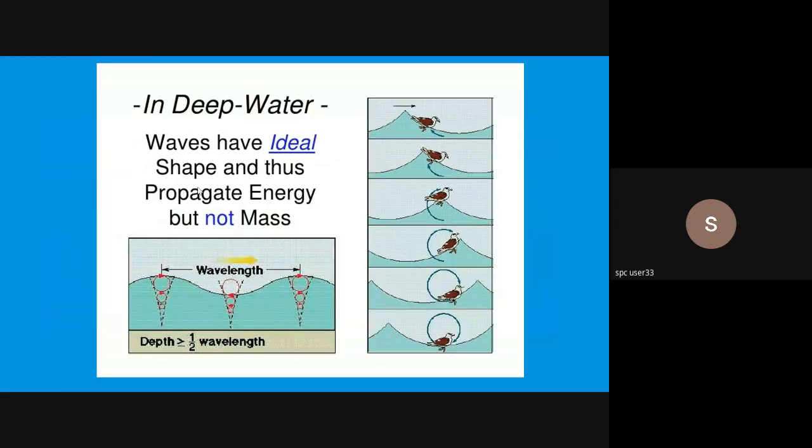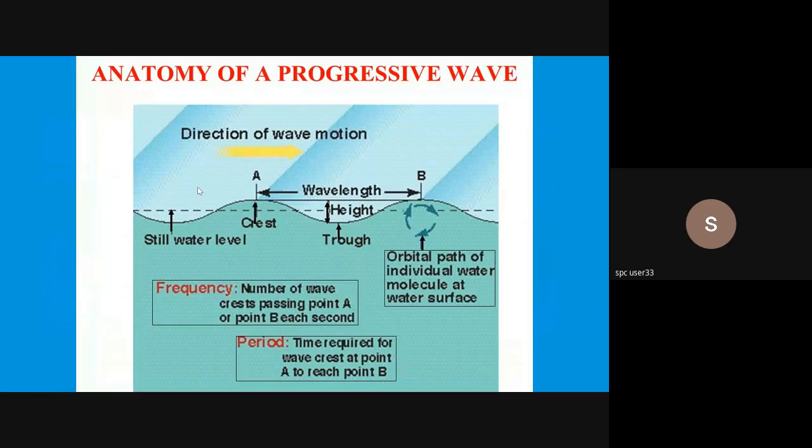These are the dimensions of a wave, the anatomy of a particular wave. Normally you have the crest and you will have the trough, and the distance between two subsequent crests or troughs is called the wavelength. The height between the trough and the crest is called the wave height. I'm not going into the details of this because we do this in physics.